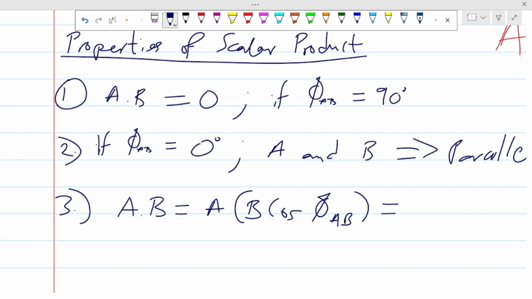Then vice versa will mean we can also have B outside and then the projection A cos AB.